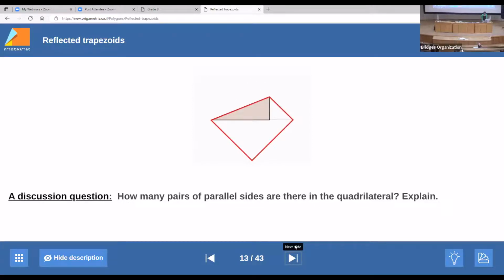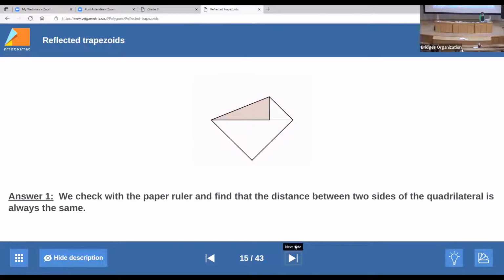So after you fold it, I ask them how many pairs of parallel sides you see in the shape here. So the children check that. How do you check it? With the rulers, yes, paper rulers. So what we do, we put the paper rulers on the shape we made, and we mark it. And we see the two sides are parallel to each other. If you check it, we know it.